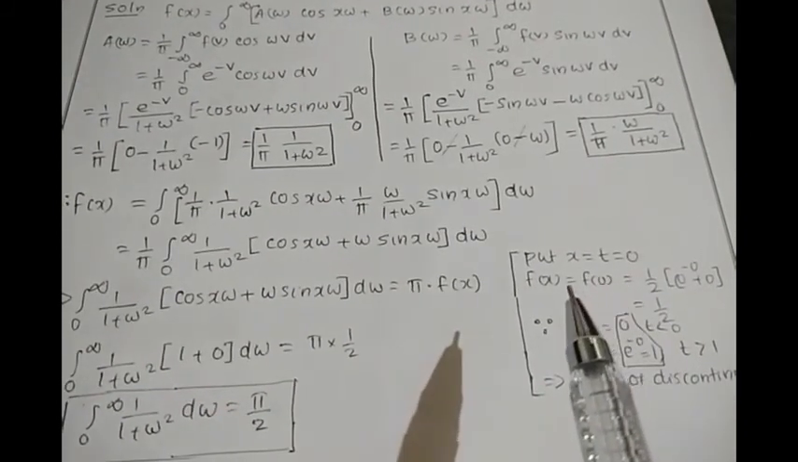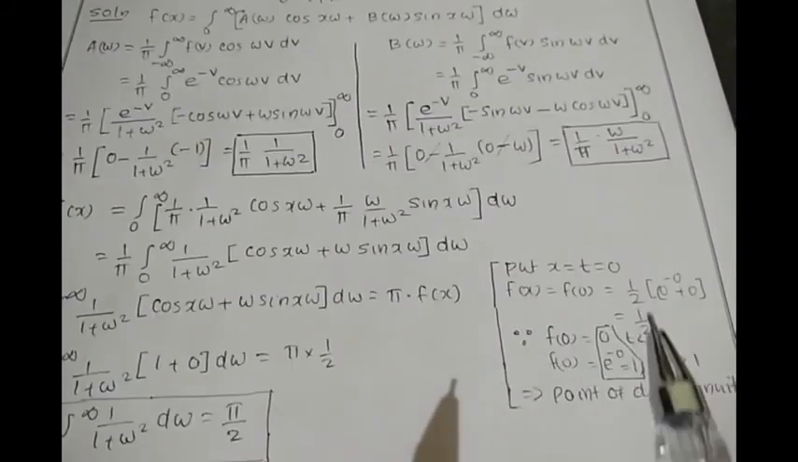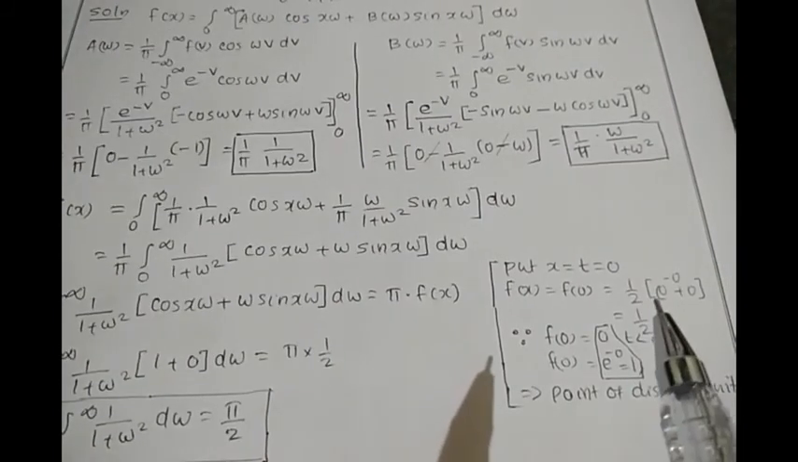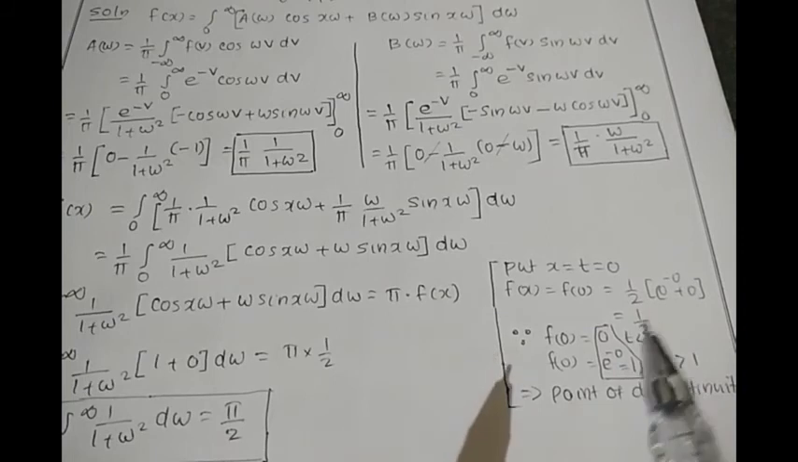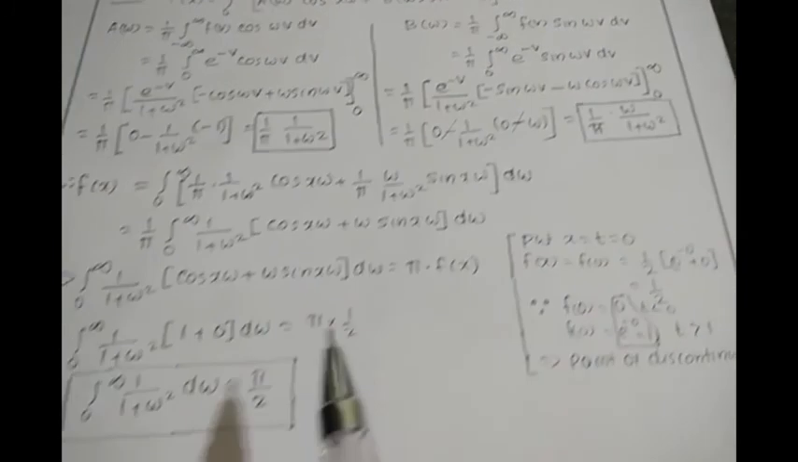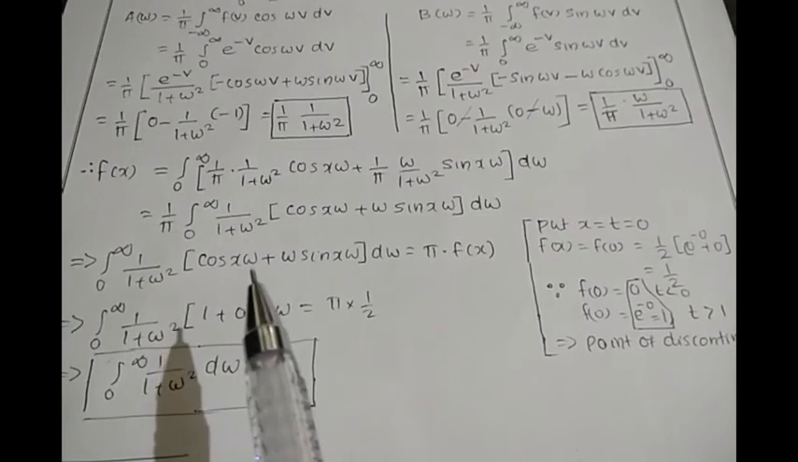Then we have to substitute to get the value. We put x equal to t equal to 0. And we see that there is a point of discontinuity at t equal to 0. Why? For t less than 0 the value is 0, and for t equal to 0 the value is e raised to 0, which is 1. The values are different, so we have to take the average: 1 by 2 into 1 plus 0, so it is 1 by 2. So when we put x equal to t equal to 0, we see f of x equals 1 by 2. So we substitute x equal to t equal to 0 here.